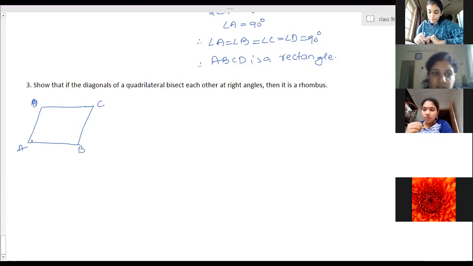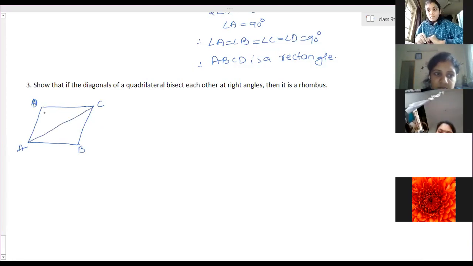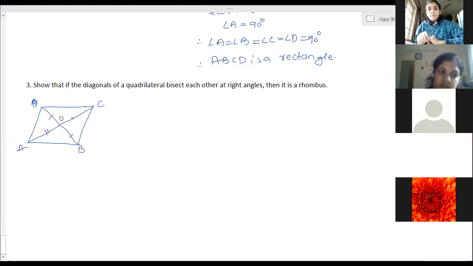This is a quadrilateral in which the diagonals bisect each other. This and this are equal. This and these are equal. And also the angle is 90 degrees, that they have given. We have to show that it is a rhombus. So to prove a rhombus, first you have to prove that ABCD is a parallelogram. And then by knowing ABCD is a parallelogram, if you show that all the sides are equal, then we can say it is a rhombus.